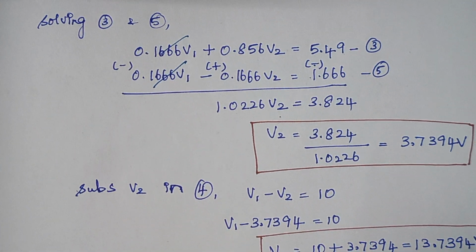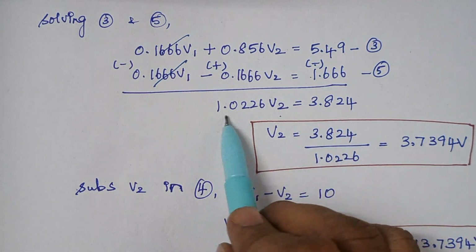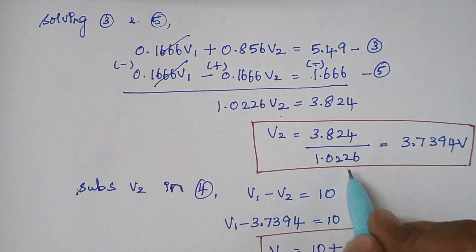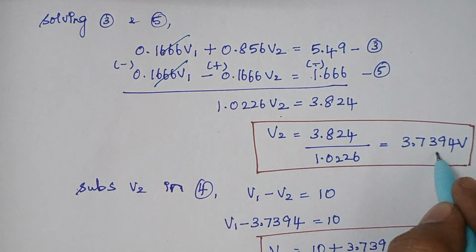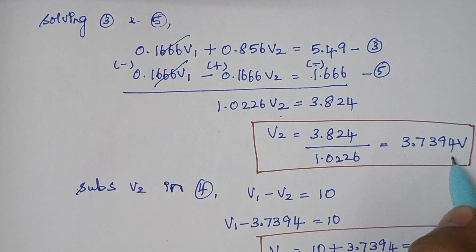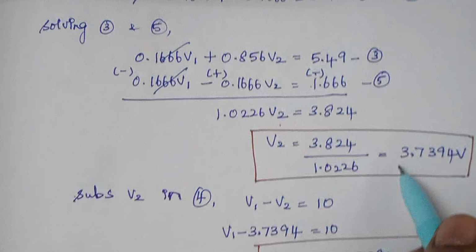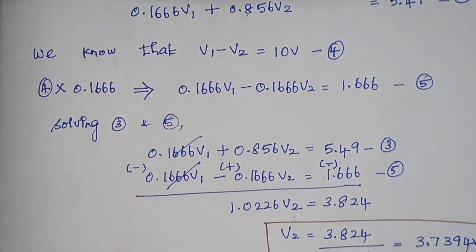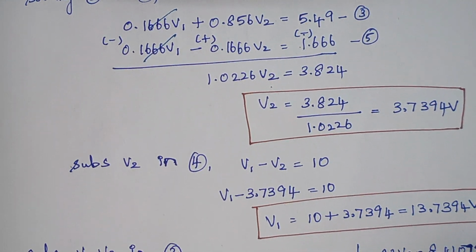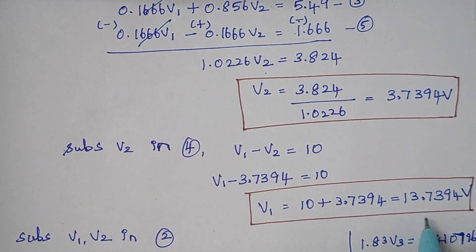So now what is the value of V2? V2 is given by 3.824 divided by 1.0226. So finally here we have the answer 3.7394 volt. Okay, this is your value of V2. Once you substitute this value of V2 in equation 4, then we can easily calculate the value of V1. So you see I had done the same, and finally the value of V1 is 13.7394 volt.